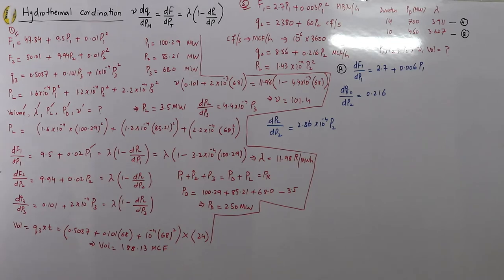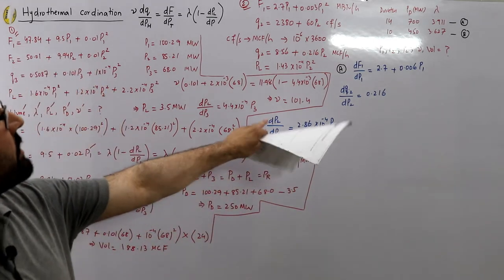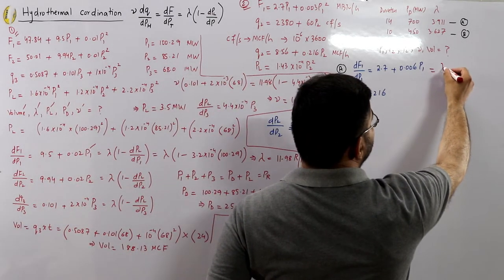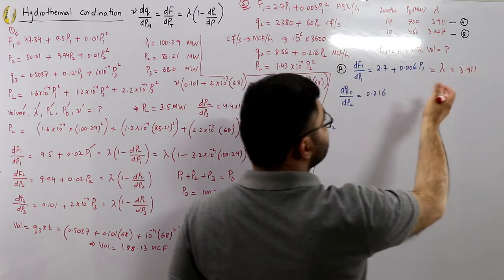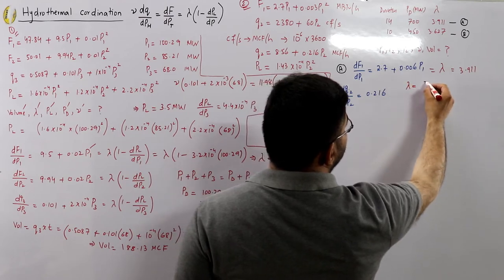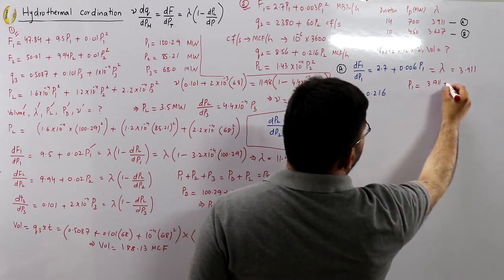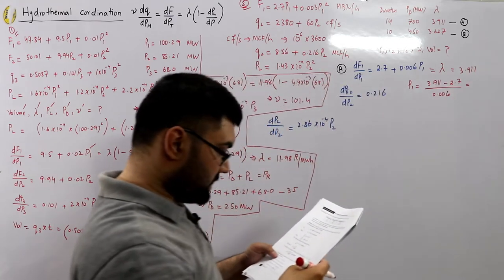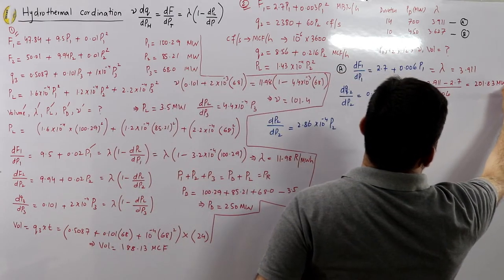Now have a look, let's go stepwise. First of all, the losses are only associated with the hydro. The first one is the thermal, so the losses are not associated. So I can just directly put it equal to lambda, and the value of lambda is given, which is 3.911. So from here I get the value of P1. P1 would be 3.911 minus 2.7 divided by 0.006. And P1 comes out to be 201.83 megawatts.